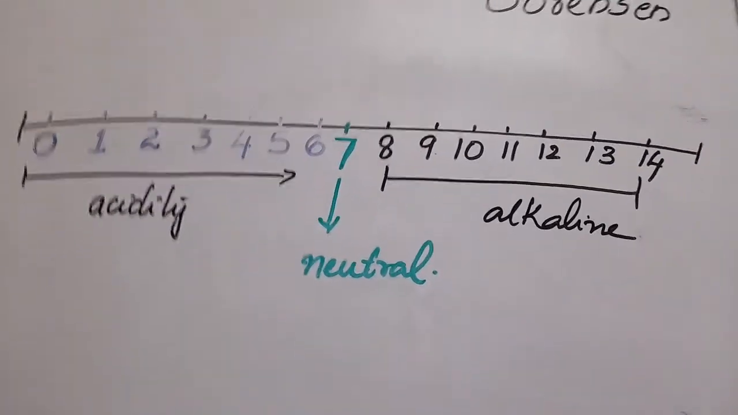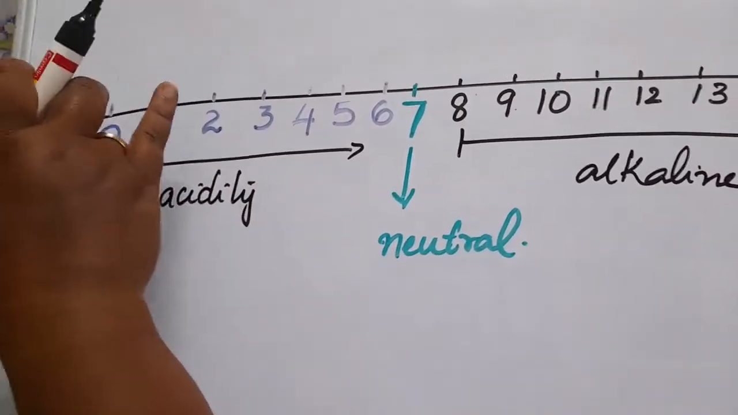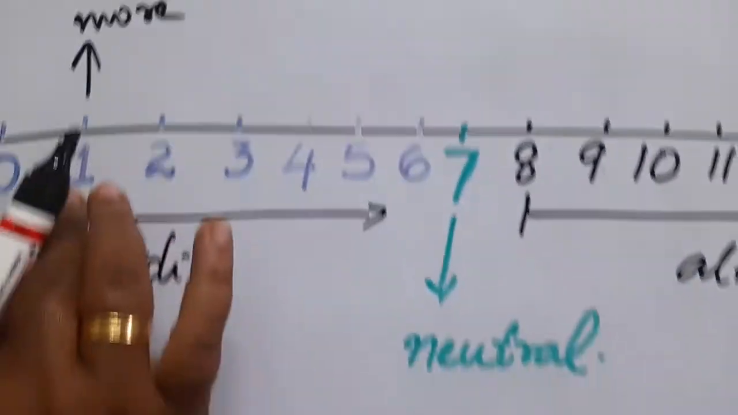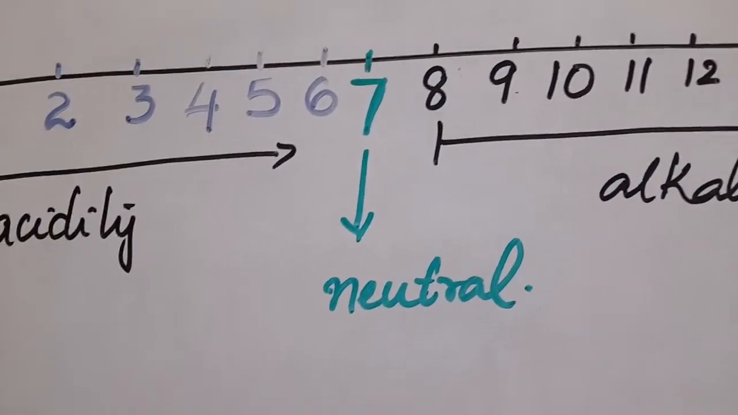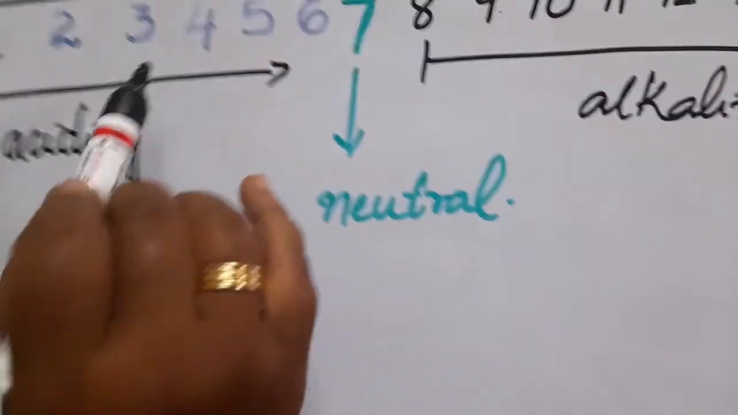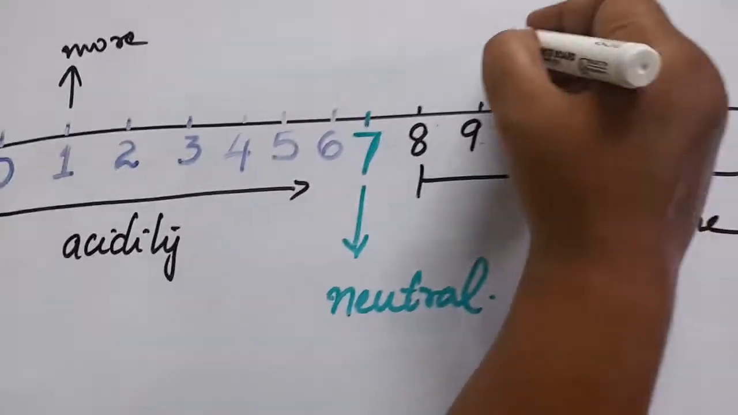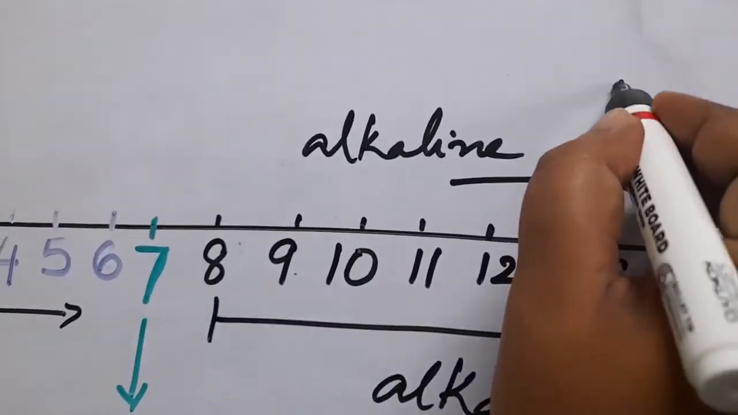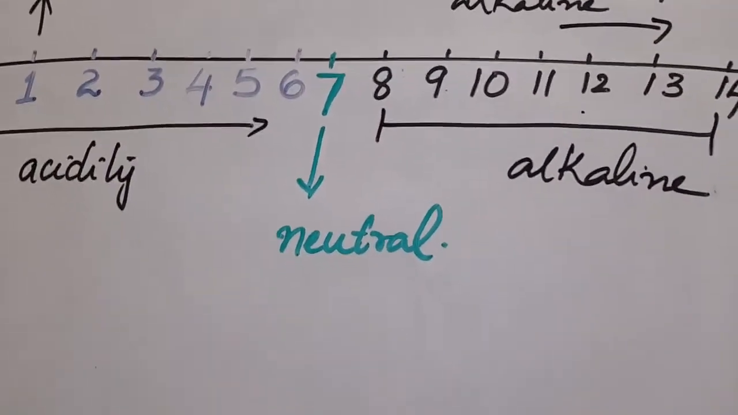Okay, so as we go from 0 to 6, from here 0, 1, 2, 3, acidity is more. But when we go towards the neutral side, that is 5, 6, etc., acidity is decreasing. That is, from 0 to 3, acidity is greater. But when we come closer to the neutral solution, the acidity decreases. Now from here, when we go from 8 to 14, alkaline nature is increasing. That is 12, 13, 14, etc., alkaline nature is more.